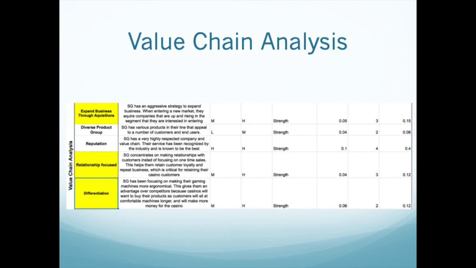The value chain analysis studies the activities that a firm performs in order to deliver a product or service to their target market. We found that the most important factors in our value chain analysis were Scientific Games' expansion of their business through acquisitions with a weighted score of 0.15, their relationship-focused sales strategy with a weighted score of 0.12, and their ability to differentiate their products with a weighted score of 0.12.